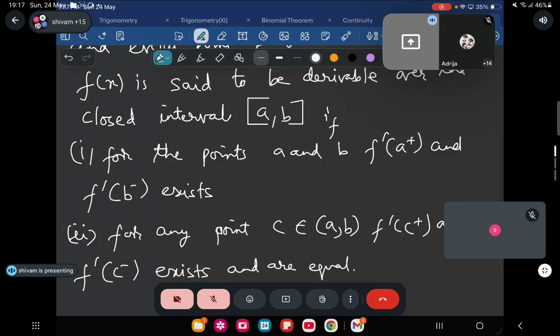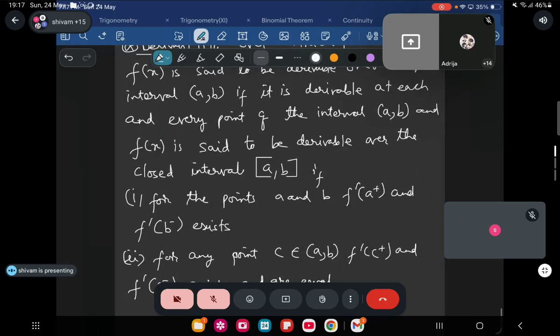Anyone having any doubt, you can ask me. Is it clear? If we take c as b, then c plus will not lie in (a, b). Yes, that is why I wrote open interval, c in open (a, b), so that we can never take c equal to b. That's why I took c belonging to open (a, b). Is it clear? So let us do some problems.